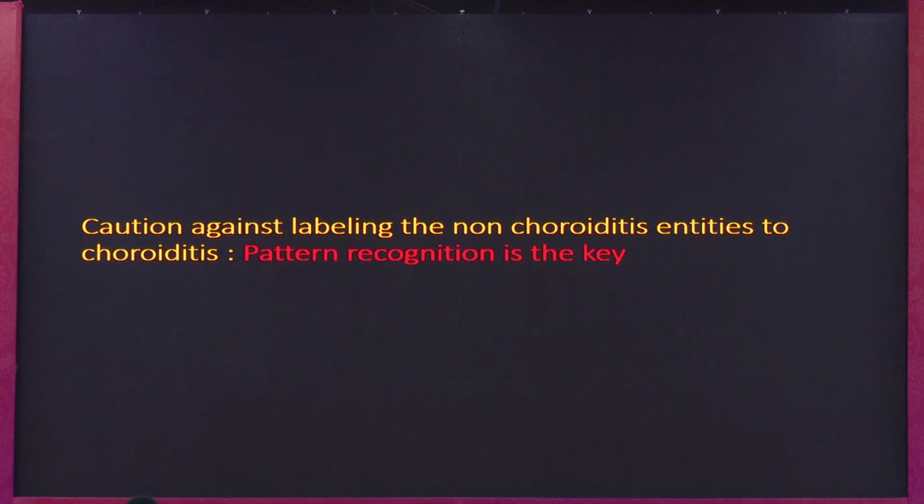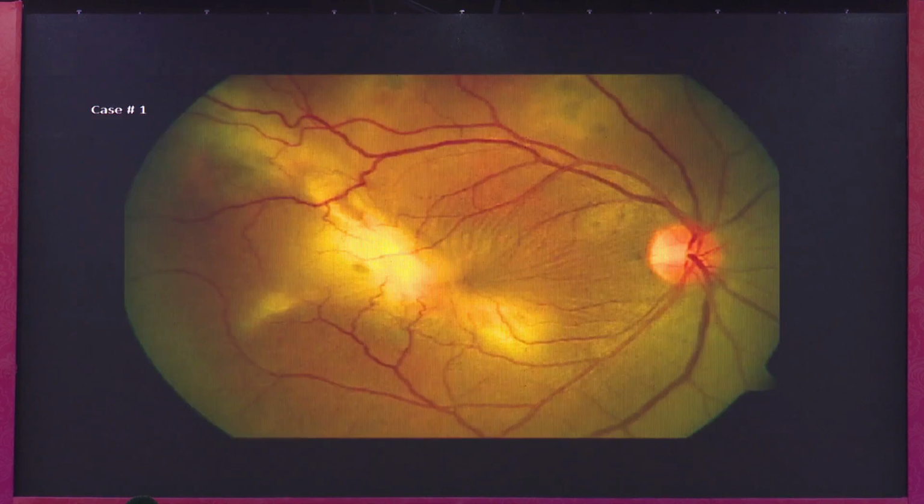So if you see any one of these, think of an infective or a TB variety of serpiginous-like choroiditis. As I said in the beginning, there has to be caution before you label these patients as choroiditis, because many a time you come across cases which are not choroiditis but are labeled as choroiditis and exposed to steroids. I'm briefly going to show you two cases.